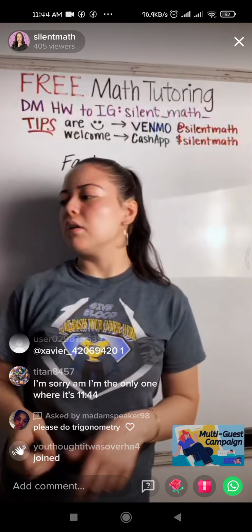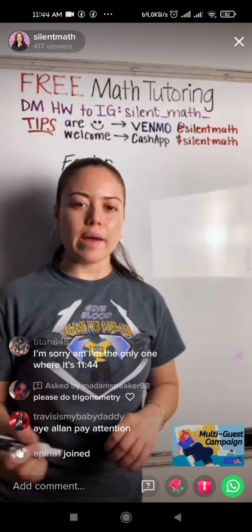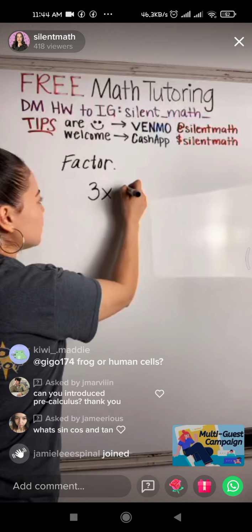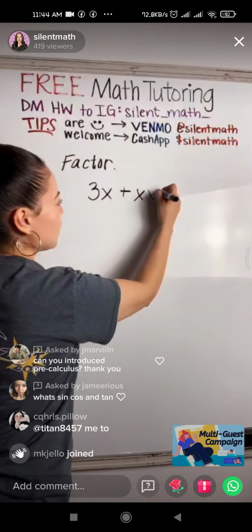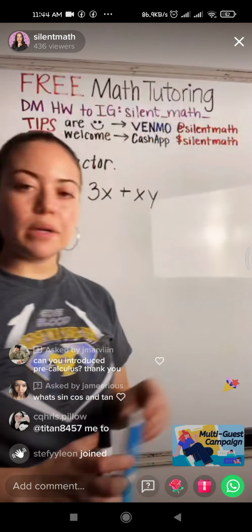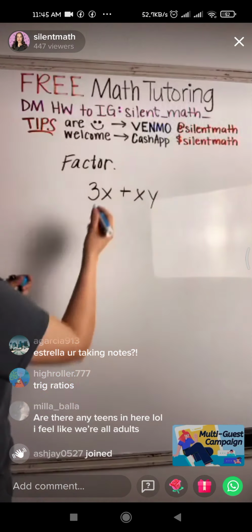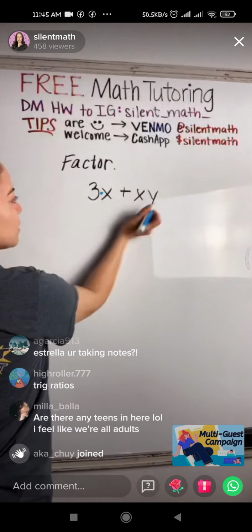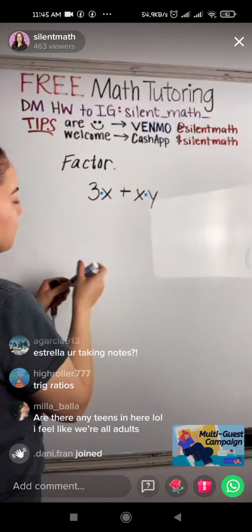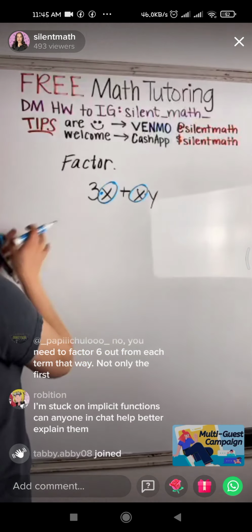Common factor. So we have this first one, 3x plus xy. This one's pretty straightforward. When you have a number and a variable next to each other, remember that it's a product. You're multiplying them. So it's like saying 3 times x and x times y. Do you see within each term, they both have an x? So that is something that I can take out.